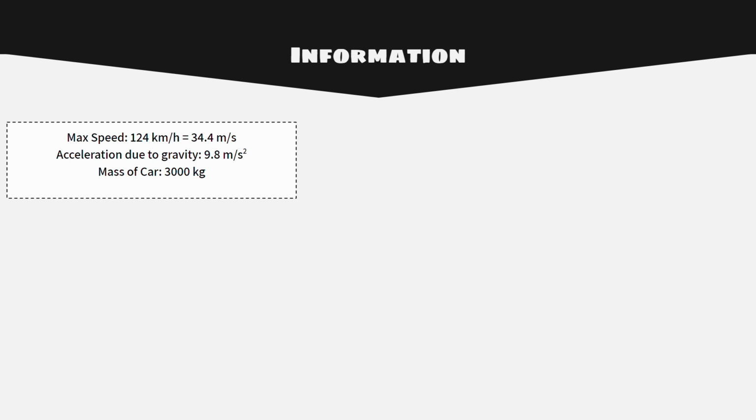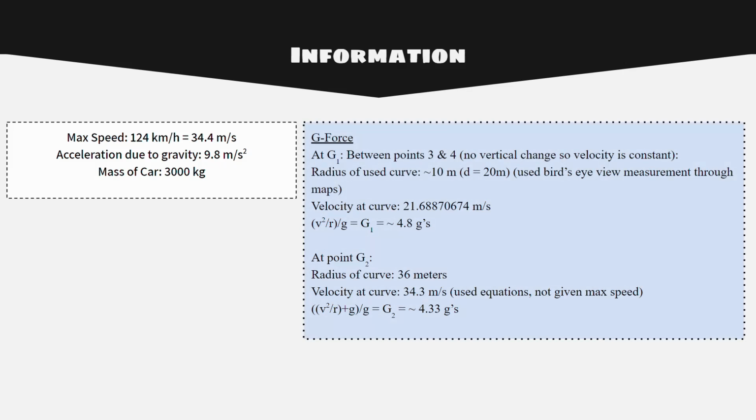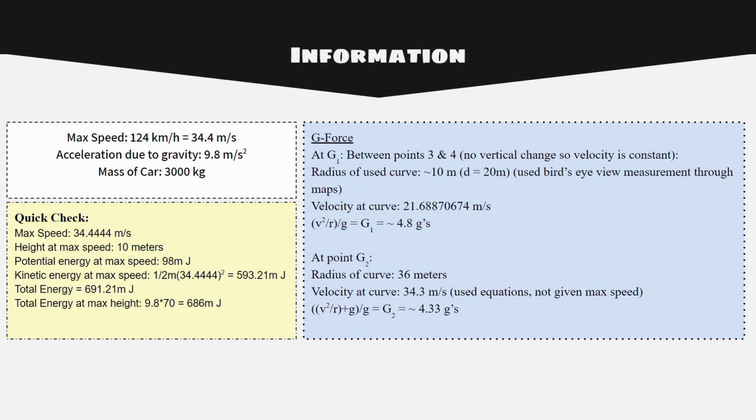And here we have some basic facts. This is the G-force calculation. And this is basically a quick check to see if it actually matches. The max speed is given on Wikipedia. And the total energy kind of matches with the potential energy at the greatest height, which is the total energy there. It's only a difference of 5 joules times 3,000 because of the mass. And this is the G-force.